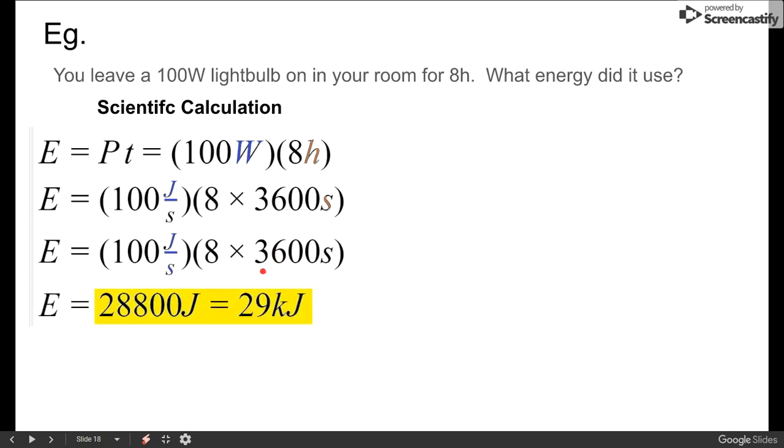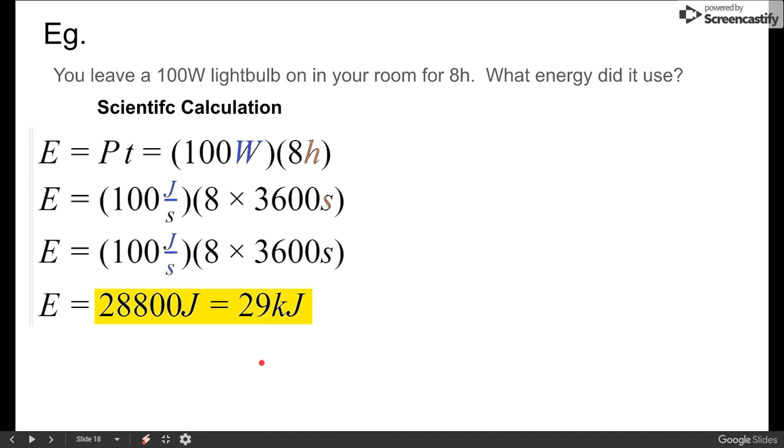I repeated the line again for some reason. I've edited this 5 or 6 times, and I've yet to notice I did the same thing twice. Anyway, when it's all done, we get about 29,000 joules, 29 kilojoules of energy, which means nothing to you because you're not that used to joules.